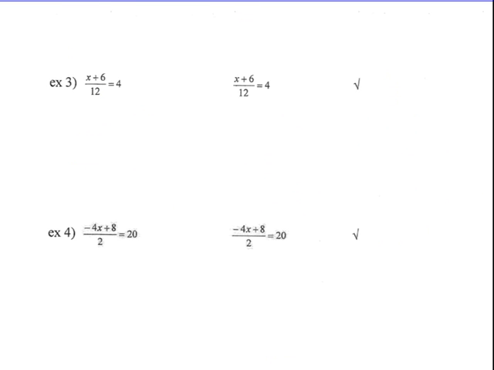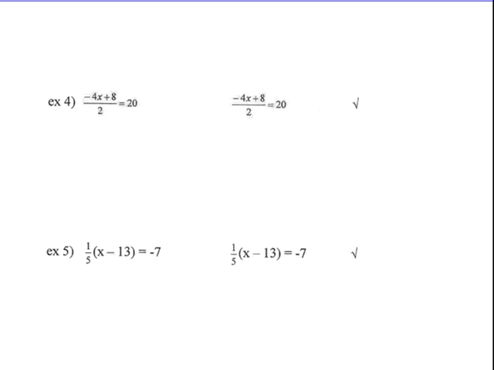Now, from this point forward, I'm not going to do it both methods. You can choose. I may do it both methods, but you can choose. I'm going to skip question number 3 and go to question number 4.